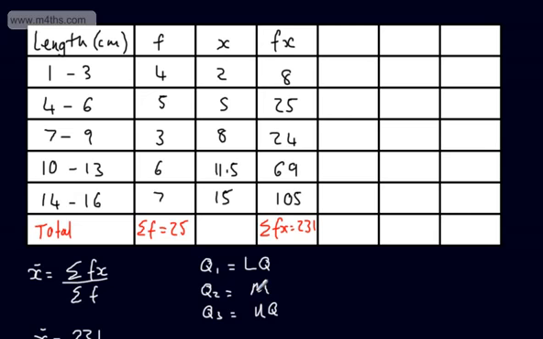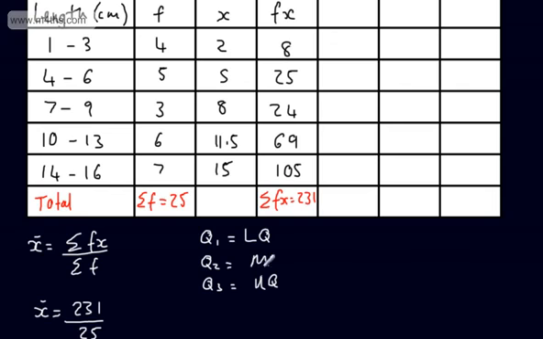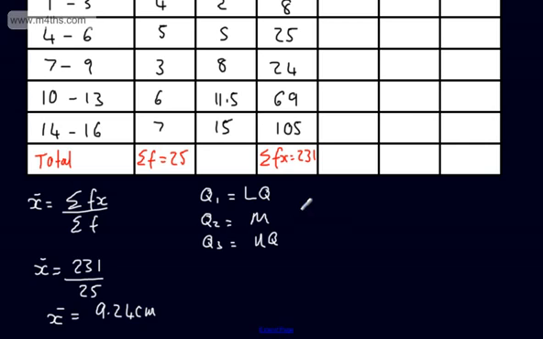We're going to go through this and work out estimates for each of these quartiles. Now, if we consider we've got 25 data items, just consider this, all we're doing is finding a quarter.